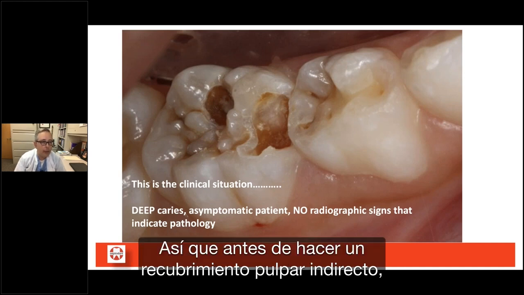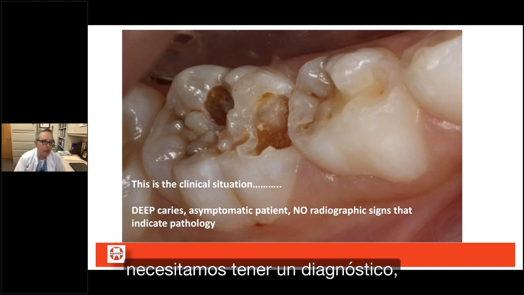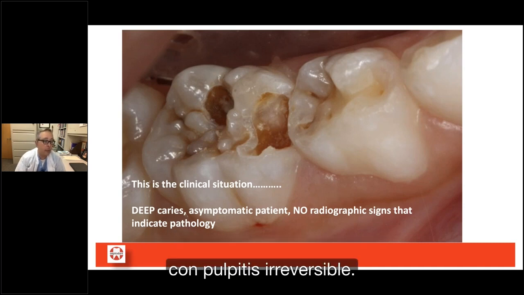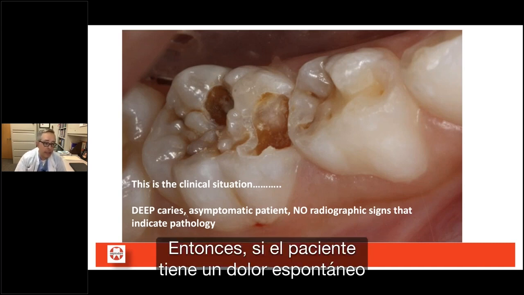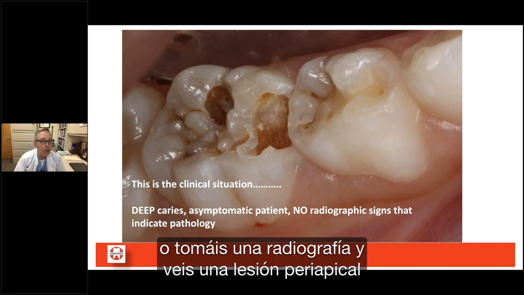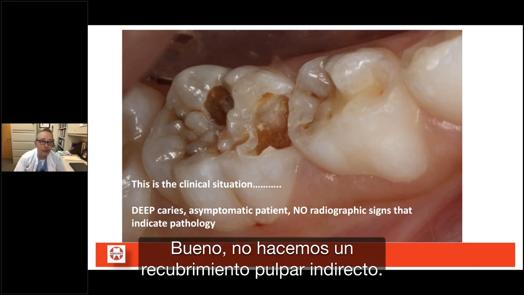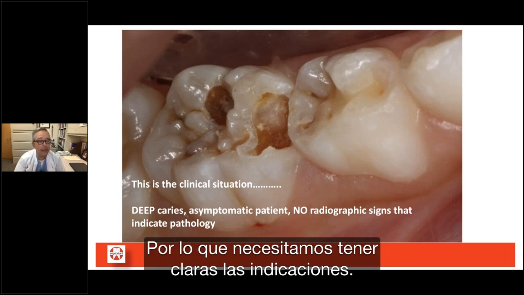So before we do an indirect pulp cap, we need to have a diagnosis, because obviously we are not going to do an indirect pulp cap in a tooth with irreversible pulpitis. So if the patient is having spontaneous pain, or you take a radiograph and you see a periapical lesion that indicates that the pulp is maybe dead, well, we don't do an indirect pulp cap. So we need to have the indications clear.